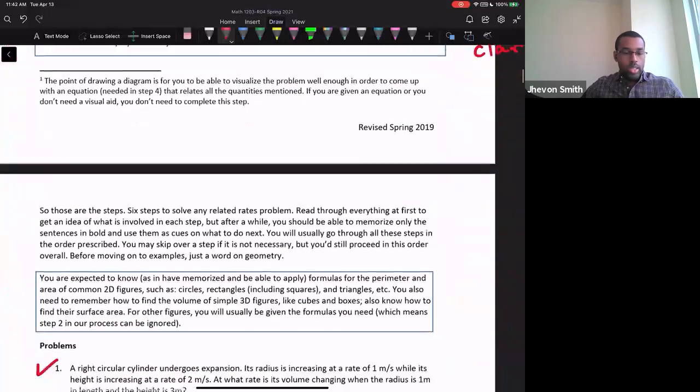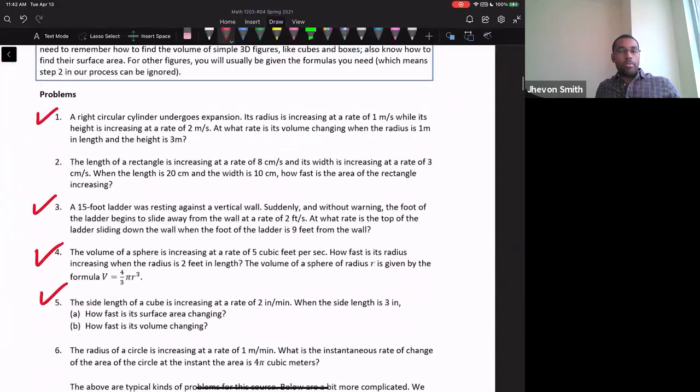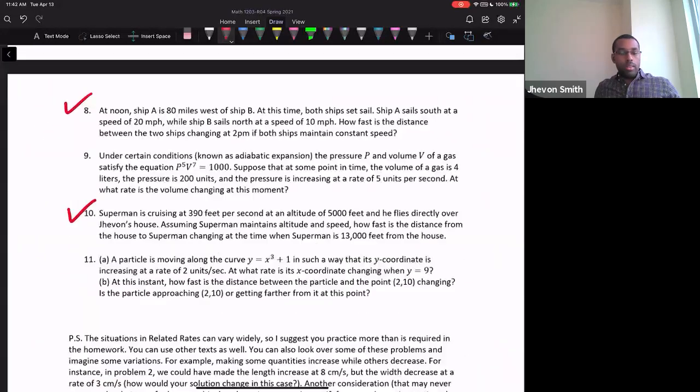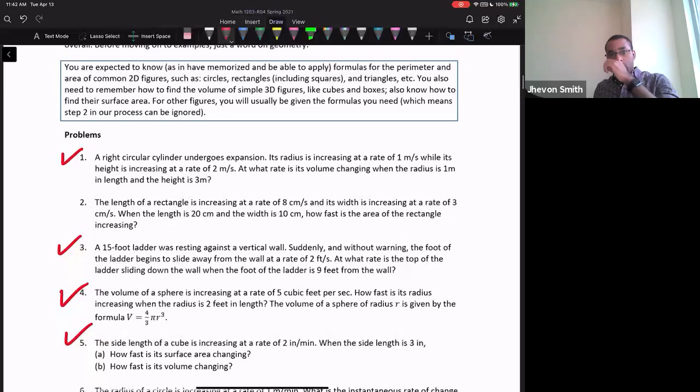So what we are going to do is these examples that I checked off, 1, 3, 4, 5, 8, and 10. I'm not sure we can get through all of them today, but we are going to try. And of course, I would encourage you to try the others. Do your homework, find problems in your textbook, do those. The more you get used to this process, the better.